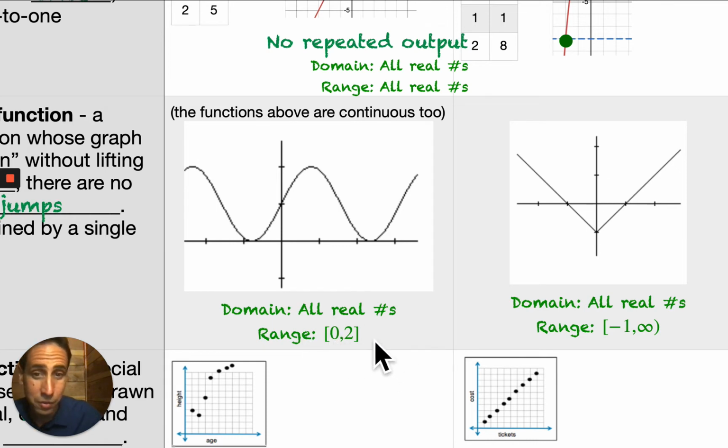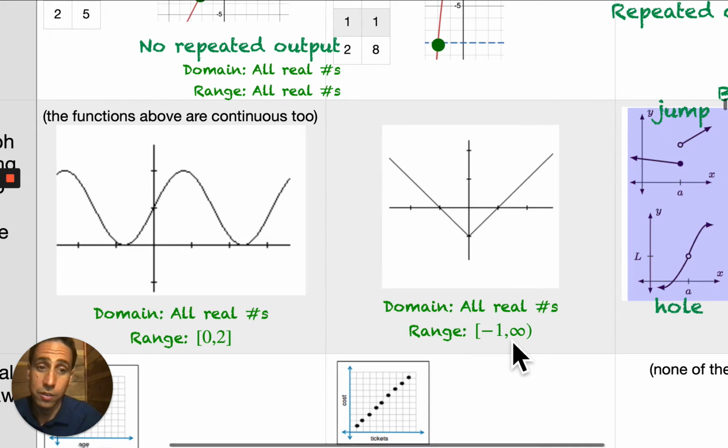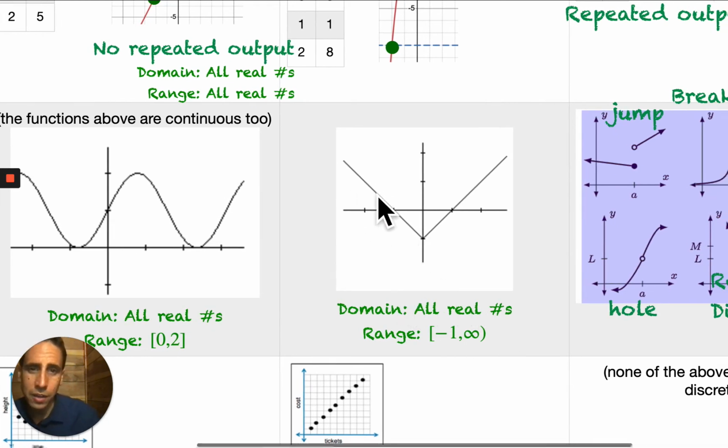This is not representing a location on the graph where x is equal to 0 and y is equal to 2. No, this is an interval. It's talking about all the numbers that are in between 0 and 2, including 0 and 2. Domain here.